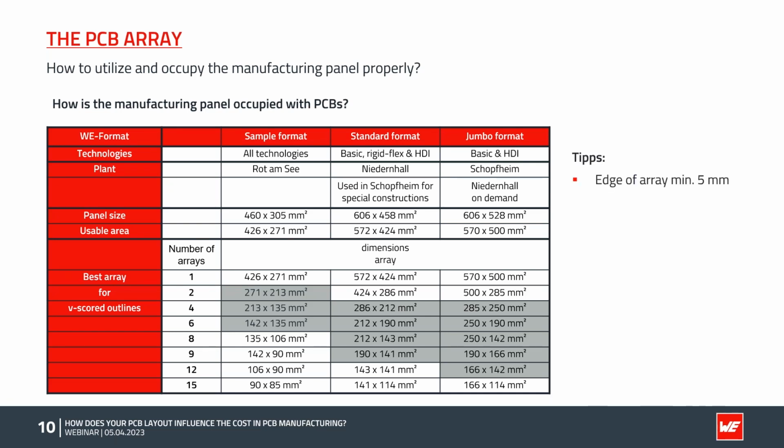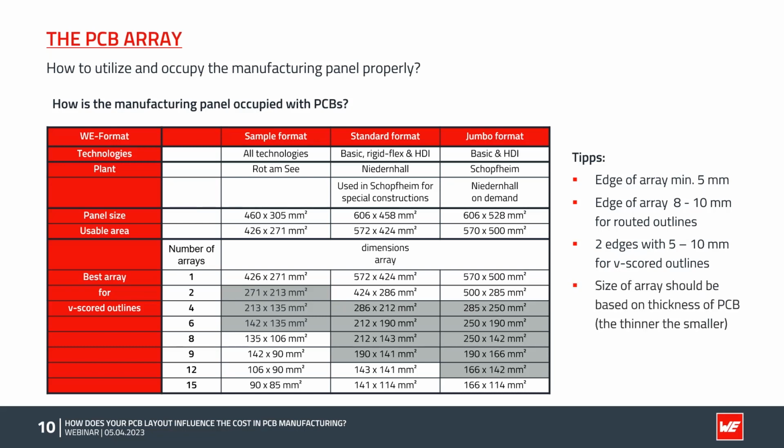So we know that you need an edge of the array for handling, for example, during assembly. That's mostly a minimum of 5 millimeters. A lot of customers are doing 8 to 10, especially when it comes to routed outlines. If you have two edges with V-scored outlines, it could be 5 to 10 millimeters. And one big thing you have to think of is the size of the array should always be based on the thickness of the PCB, because the thinner the PCB or the thinner the array is, the more unstable it gets during your handling, for example, in the assembly line.